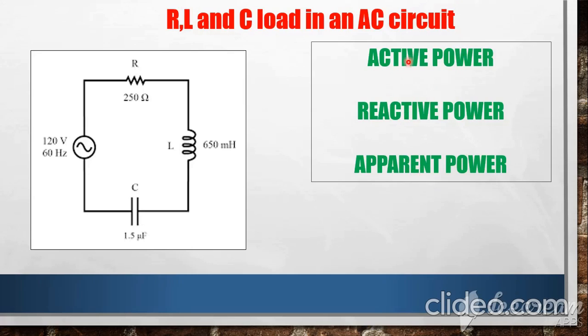And you will be familiarized with the terms active power, reactive power and apparent power. What is the difference between active power, reactive power and apparent power? You know that active power is the useful power, the power that can be used by the load, and reactive power is the power which is lost in reactive components like inductor, capacitor, etc. And apparent power is the sum of both active and reactive power.